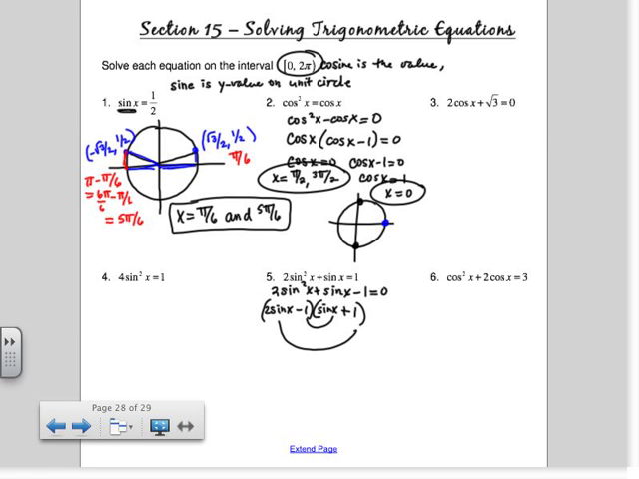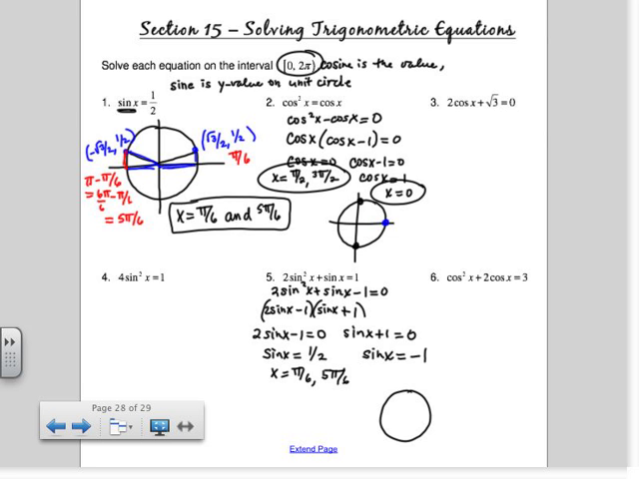All right, set both equal to 0 and solve. So I get sine of x equals, add the 1, divide by 2. Sine of x equals, subtract the 1, negative 1. So when is sine equal to 1/2? Well, we did that before. That was number 1. So we know that's at pi over 6 and 5 pi over 6. And then when is sine of x equal to negative 1? So when is the y value on your unit circle equal to negative 1? Well, y is negative 1 down here. That's at 3 pi over 2. So 3 pi over 2, pi over 6, and 5 pi over 6 are your answers.